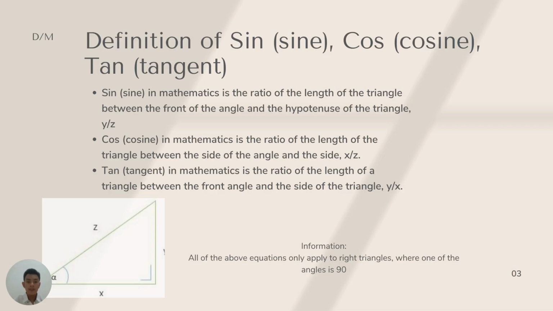The definition of sin in mathematics is the ratio of the length of the triangle between the front of the angle and the hypotenuse of the triangle, y or z. And the cos in mathematics is the ratio of the length of the triangle between the side of the angle and the side, x or z. And then tan in mathematics is the ratio of the length of a triangle between the front angle and the side of the triangle, y or x. For your information, all of the above equations only apply to right triangles, where one of the angles is 90 degrees.